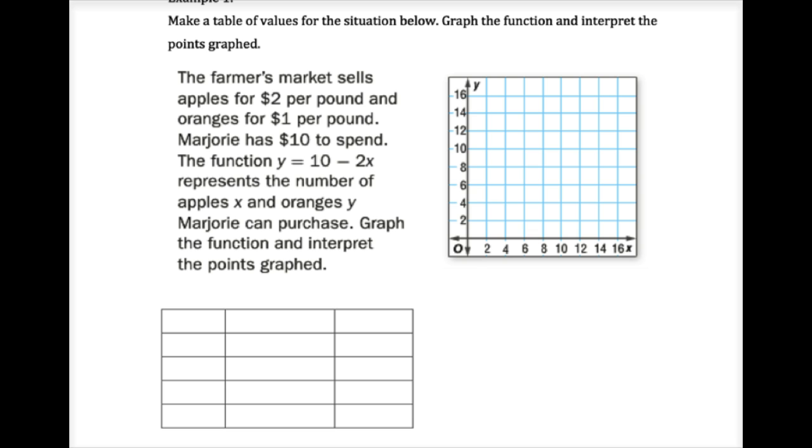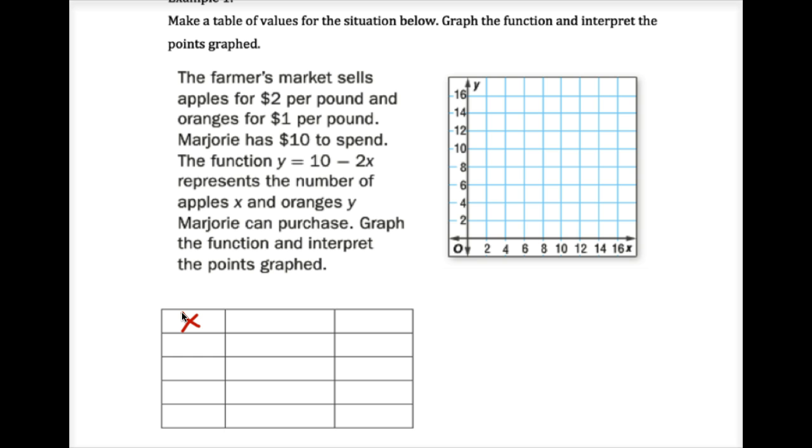Okay. So, the farmer's market sells apples for $2 per pound and oranges for $1 a pound. Marjorie has $10 to spend. No more, no less. The function, they are going to give you the function sometimes. Y equals 10 minus 2x. Or oranges equals $10 minus $2 for pounds of apples. Just get 10 oranges. Okay? X represents the number of apples and Y the oranges Marjorie can purchase. Graph the function and interpret the points graphed. So, guys, we're going to have your table.